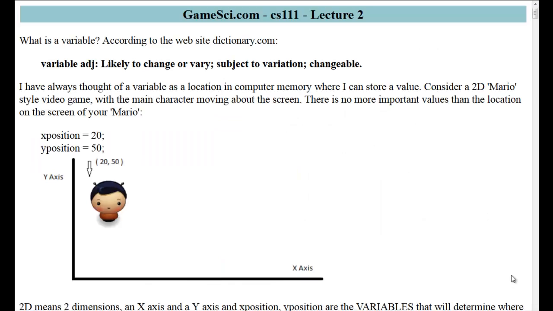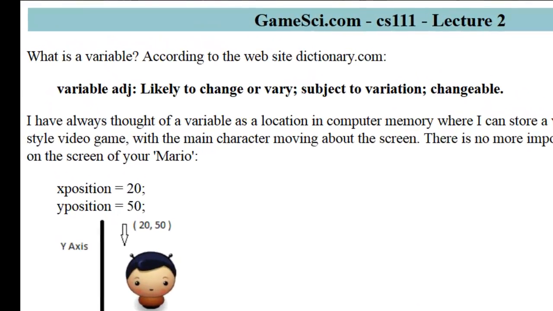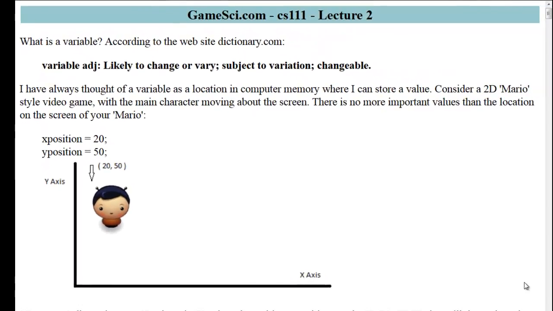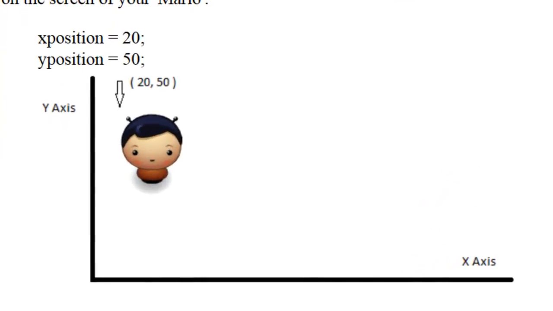What is a variable? According to the website dictionary.com, variable: likely to change or vary. Subject to variation, changeable. I've always thought of a variable as a location in computer memory where I can store a value. Consider a 2D Mario-style video game, with the main character moving about the screen. There are no more important values than the location on the screen of your Mario. X position equals 20, Y position equals 50.